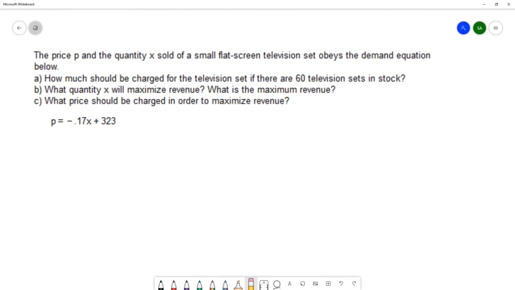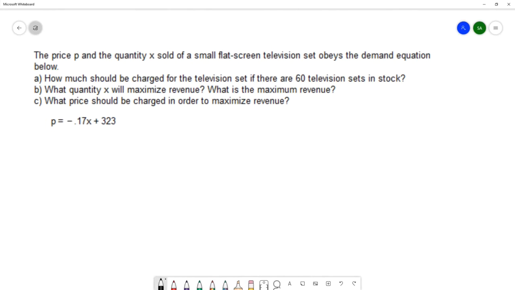We have the equation. This is the demand equation. P equals negative 0.17x plus 323. So we're going to be able to answer part A using that demand equation. P stands for price. That's how much should be charged. X stands for number of television sets. So we're given the number of television sets. We're going to be able to calculate how much should be charged.